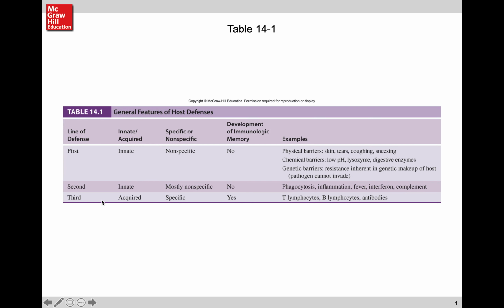And then you've got your third level down here, which is called the acquired immune system. And unlike the other two levels, the third level, which are T cells and B cells and all their friends and relatives, these cells have a memory. They have a way to be able to remember previous infections so that you can make a faster response if you run into the same thing again.